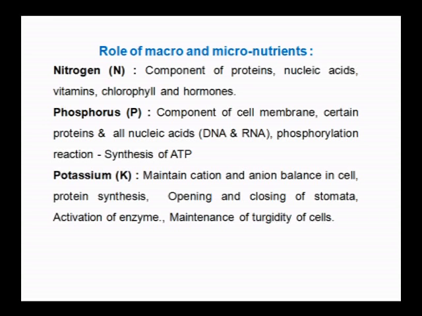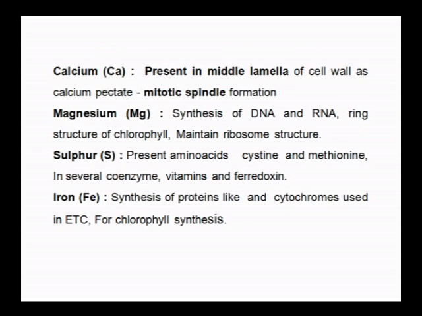Potassium maintains the ionic balance, cation and anion balance in the cell, helps in protein synthesis, opening and closing of stomata, activation of enzymes and maintenance of turgidity of the cells. Next macronutrient is calcium, present in the middle lamella of the cell wall in the form of calcium pectate, and it also helps in the formation of spindle fibers during cell division, that is mitotic spindle fiber formation.